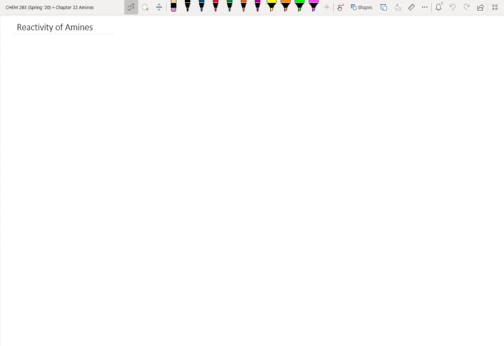Okay, the next section I want to look at is the reactivity of amines. And we've actually seen some of these already, so I wanted to start off with a little bit of review. We'll start off with acylation. And we actually covered acylation briefly when we talked about amide preparation in our carboxylic acid chapter.